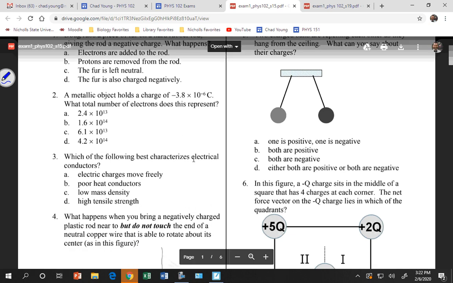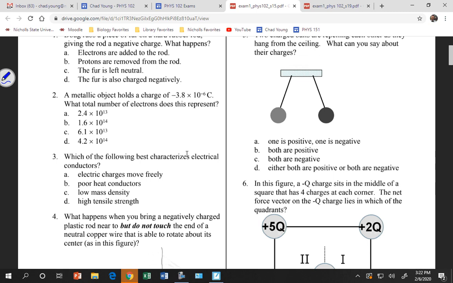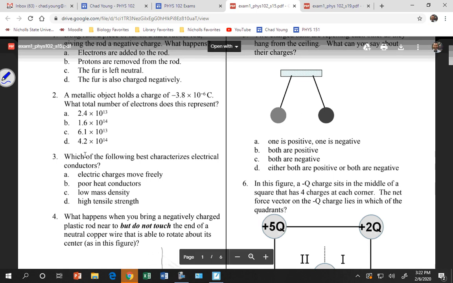Okay, know your conductors and insulators, know how to describe conductors and insulators. Also, conductors, charges move freely. Insulators, they don't move freely. So here, the electrical conductor, best characterizes it. Oh, they're poor heat conductors. The reason they're a poor heat conductor is because charges don't move around very easily. That's how you conduct heat, in the same way, is that you have these free electrons that move energy around more readily. So, sorry, it's been a long day. Insulators are poor heat conductors. Conductors are electric charges move freely. Okay?